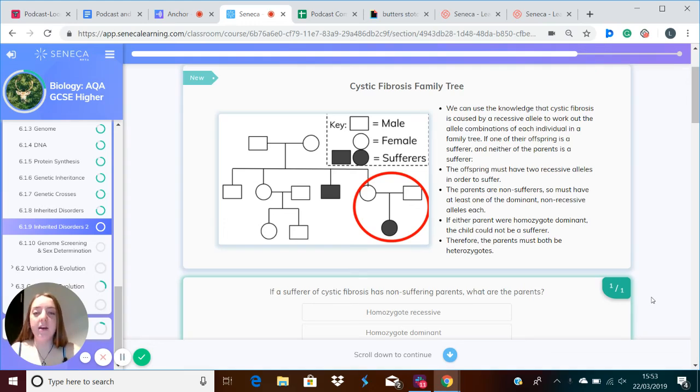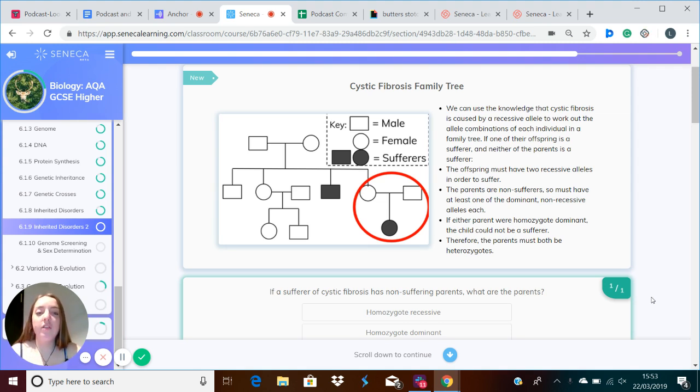We're going to take another look at some more inherited disorders, including cystic fibrosis. We can use the knowledge that cystic fibrosis is caused by a recessive allele to work out the allele combinations of each individual in a family tree.